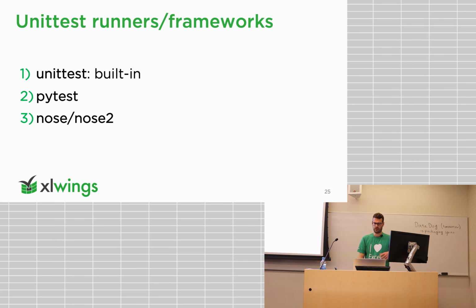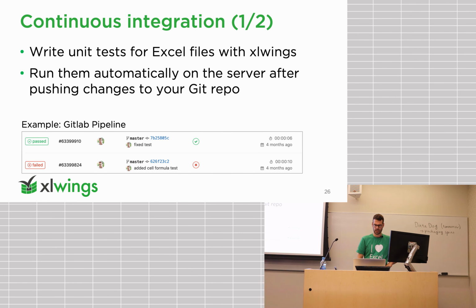Just to mention, I've shown you how to use the unit test module, which is built in, so it's very nice. You basically don't need anything else than just Python and xlwings. But there is a large community, I believe, who use PyTest, which is a third-party module and makes a lot of things a lot easier. You have to write less boilerplate code, for example. So definitely worth checking out. And then also Nose or Nose2 is an alternative runner to run all those tests. So something maybe worth looking into.